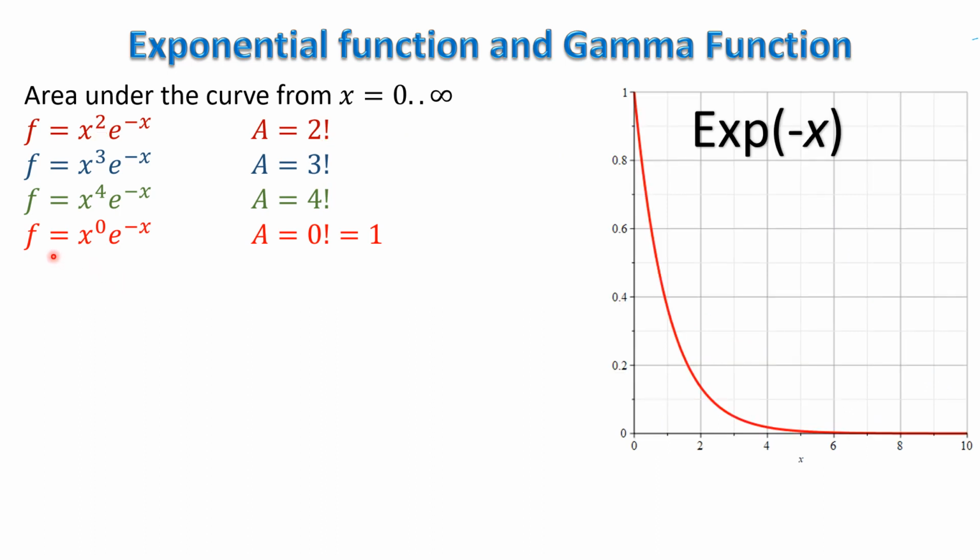Now here we have the next function x to the power 0 e to the power minus x. So this curve is represented by exponential of minus x, and the area under the curve is represented by the integration of this function, and the value of this integration appears to be 1, and here we get the proper answer of 0 factorial equal to 1.